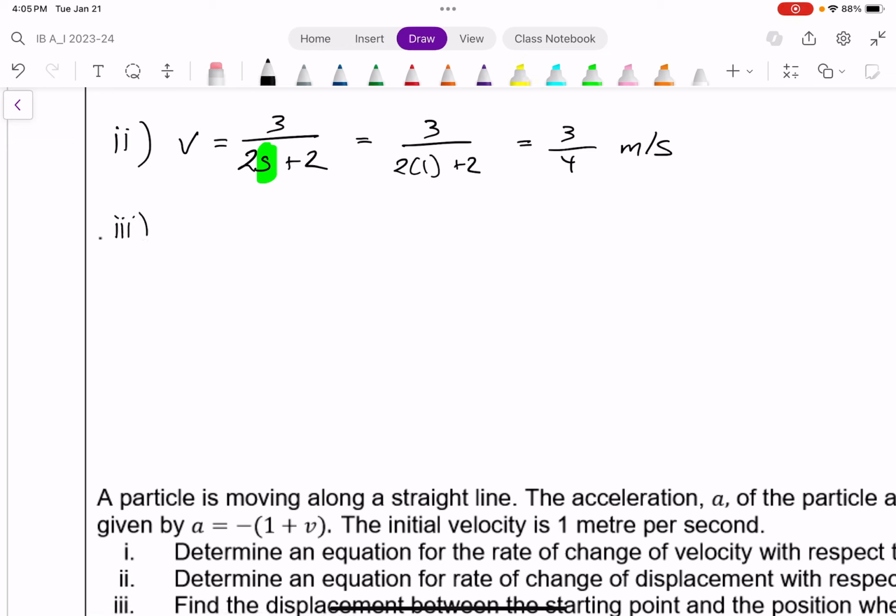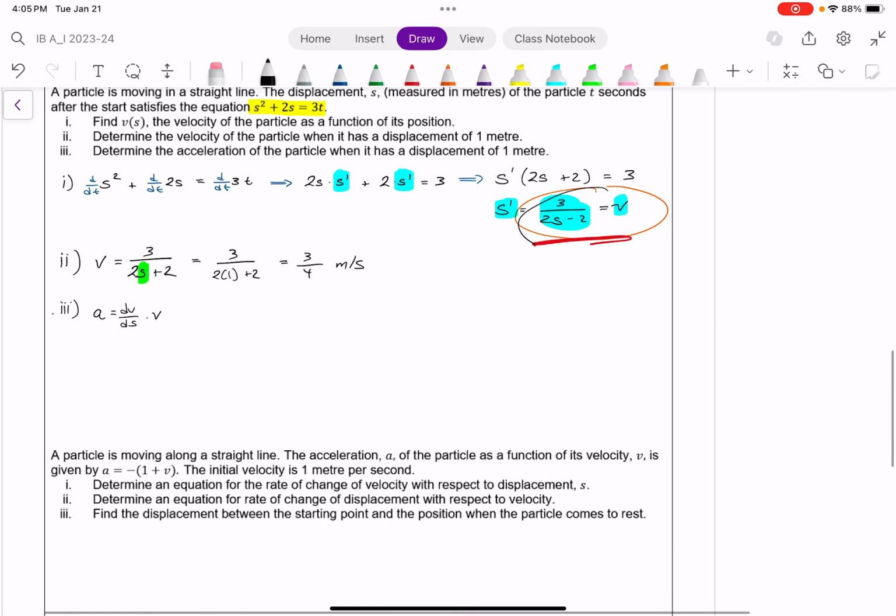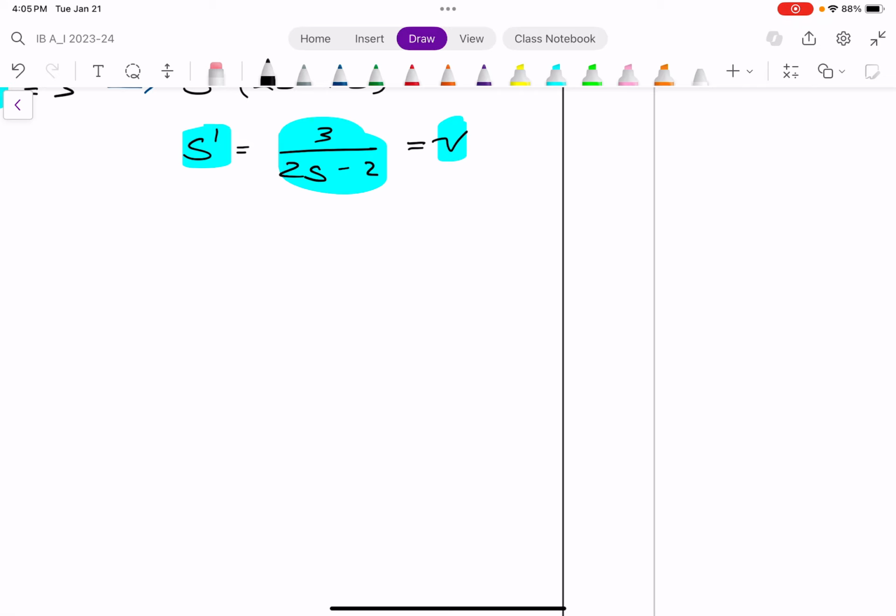So I'm going to write acceleration equals dv/ds times the velocity. So dv/ds will be the derivative of this up here with respect to s. That's fairly familiar to do. Let me take this first, before I start differentiating it, and rewrite it in a form that I would prefer to use, which is writing it as 3 times (2s minus 2) to the power of negative 1. And I would rather differentiate this than use the quotient rule above.